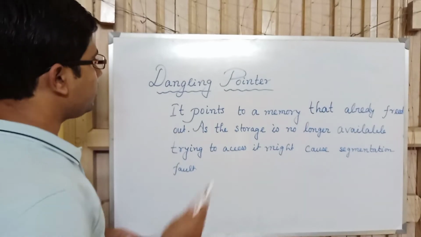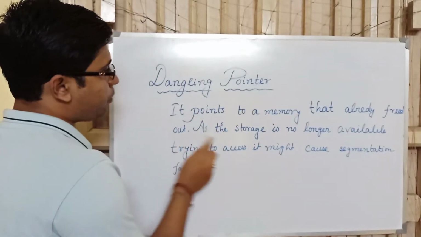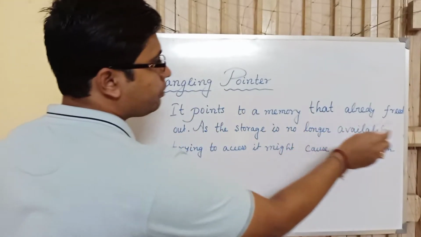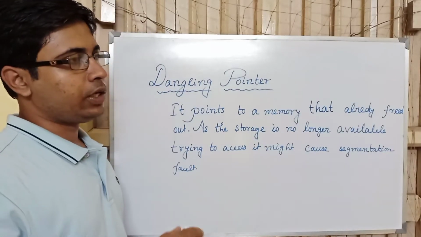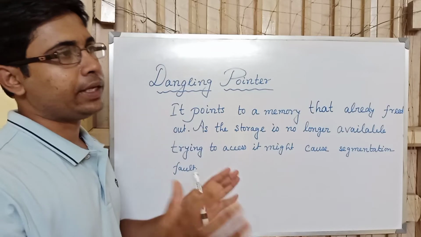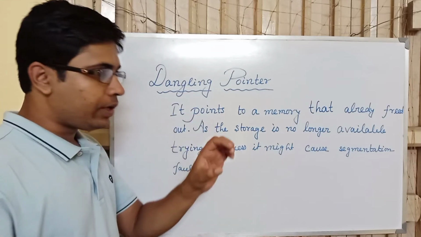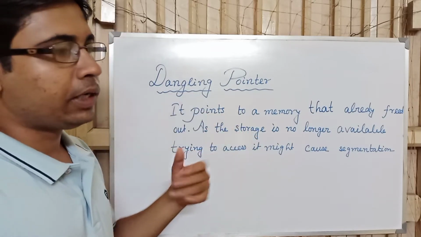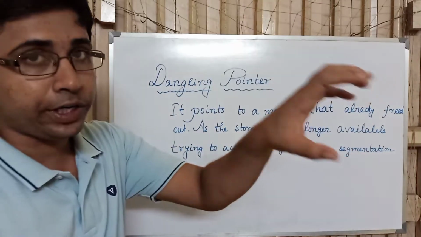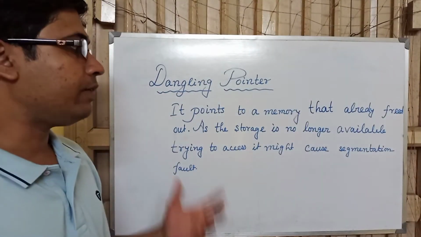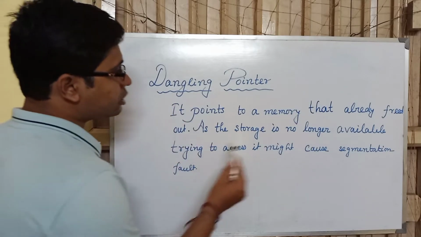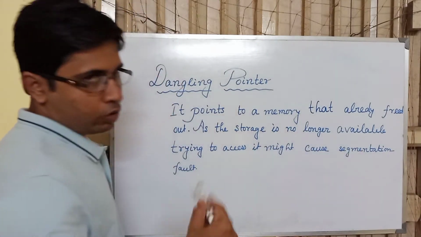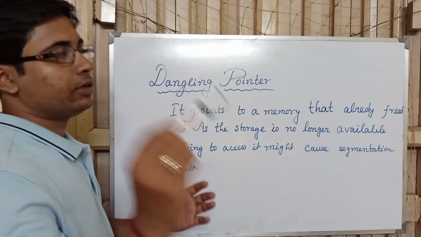Please concentrate here. Dangling pointer: it points to a memory location that is already freed. In dynamic memory allocation, at runtime we allocate some memory. We have the pointer, but the memory it is pointing to is already freed. Then we cannot use the memory. That is a dangling pointer. The memory is freed, as I told you.